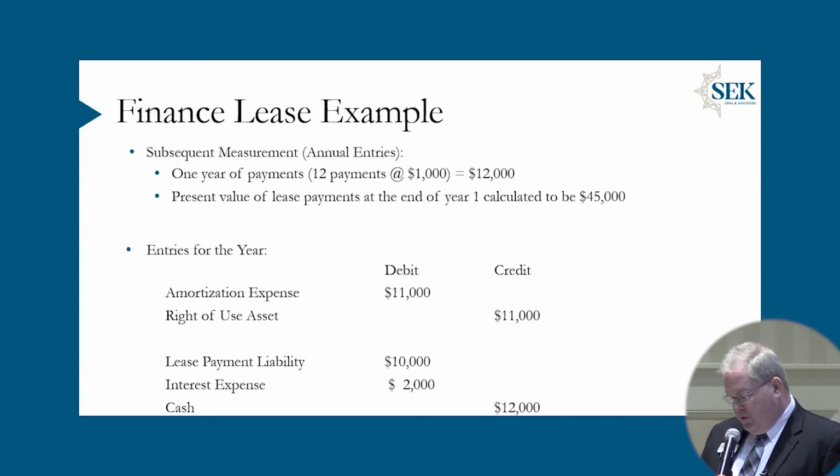And then in subsequent years, you're going to have 1 year of payments, 12 payments of $1,000, or $12,000. And the present value of your lease payments at the end of year 1 is calculated to be $45,000. So you're going to have $11,000 of amortization expense, and the right of use asset is going to be credited for $11,000 to write down that right of use asset over the 5-year term. So it'll be the $55,000 divided by 5, which is $11,000 a year.